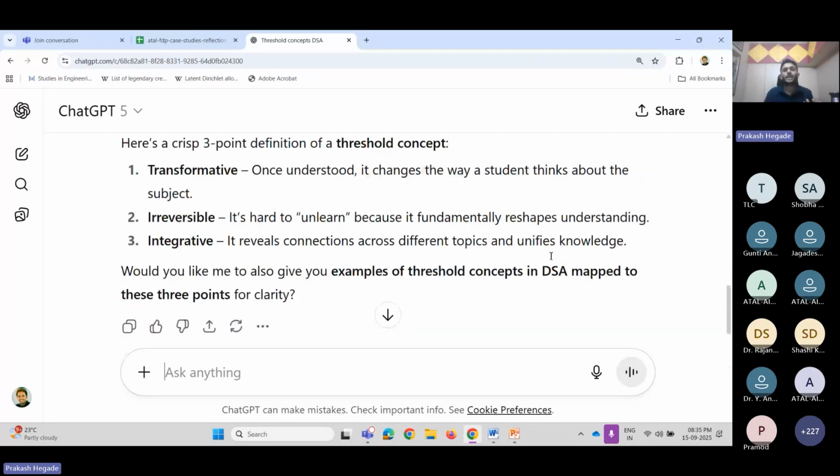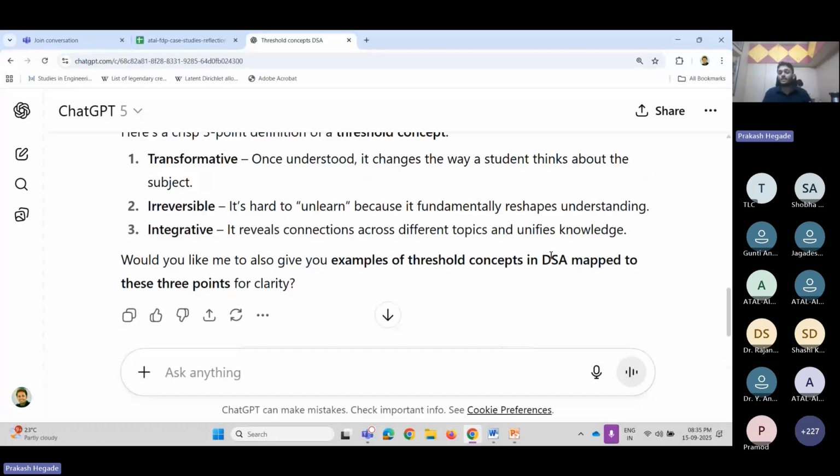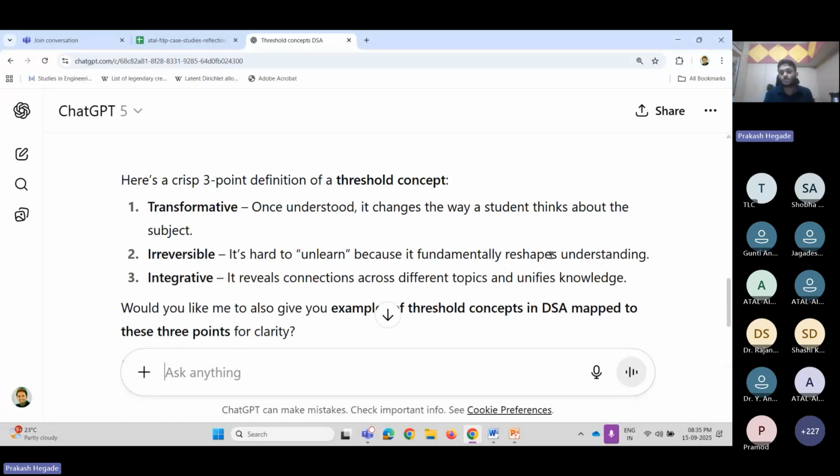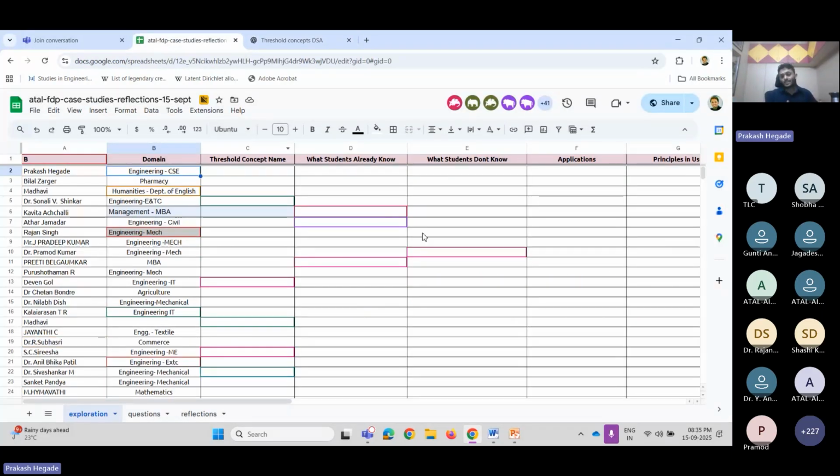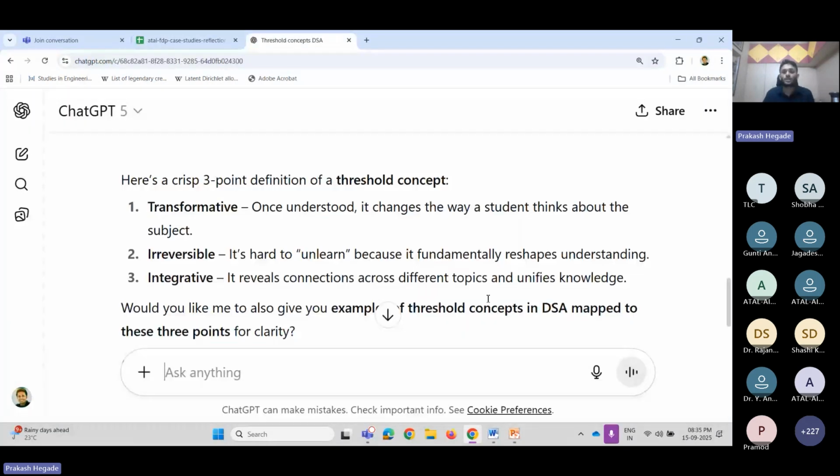Do you see that? It's transformative. Once understood, it changes the way the students think about it. It's irreversible. Once you unlearn, it reshapes your understanding. It's integrative. And this is the reason why we have put out a spreadsheet here, so that we can see how we are going to collaborate and what we are going to do with it. So that's what a threshold concept means.